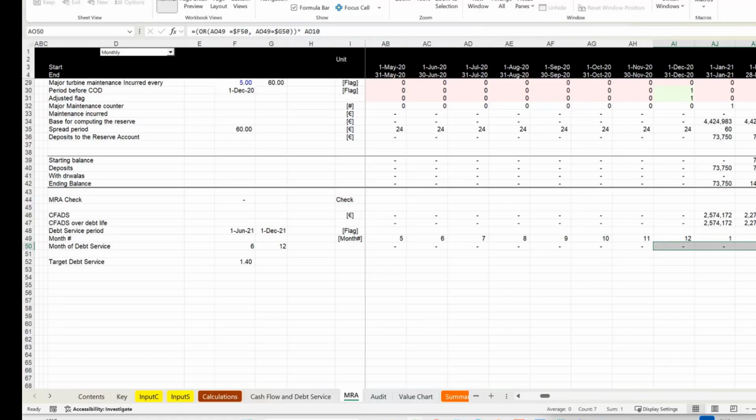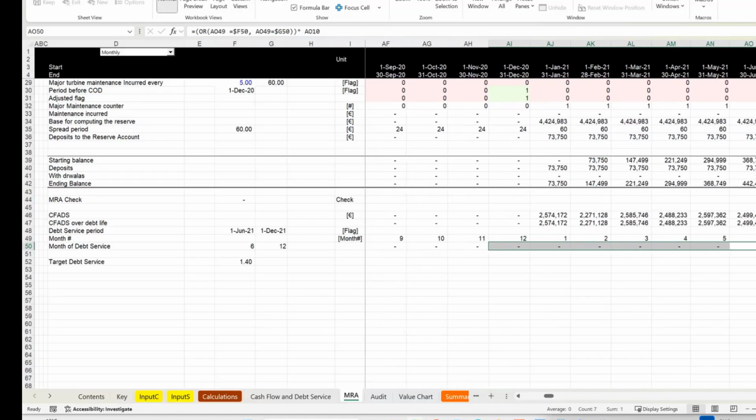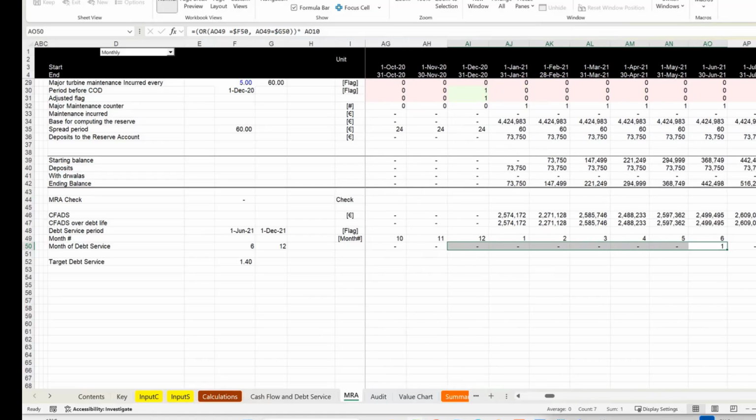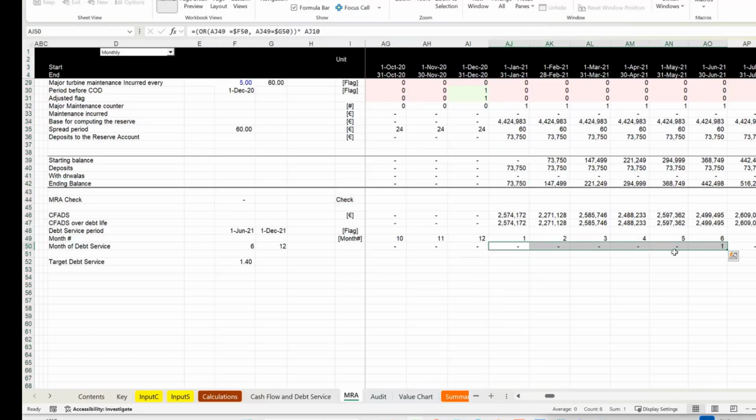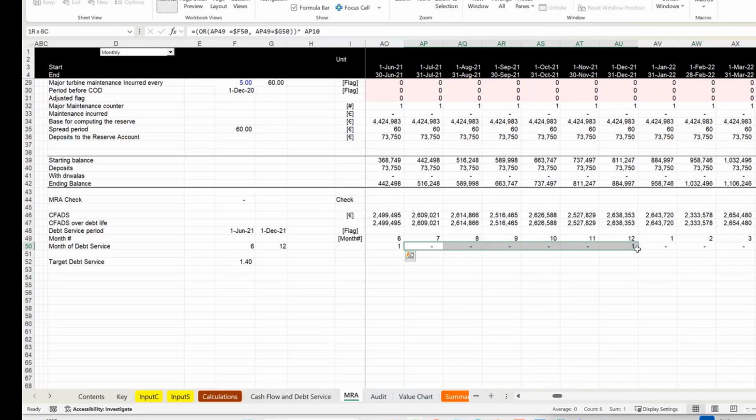Is that the COD date? No, the COD date is the operation. That's the period before COD. I don't know where the operation is. It's the operation flag. That's the one. Yeah, so it's 6. So I had to put 5 to make it 6. And then if you go to the next one, it also counts 6, I think. Is that always 6? It's always 6.